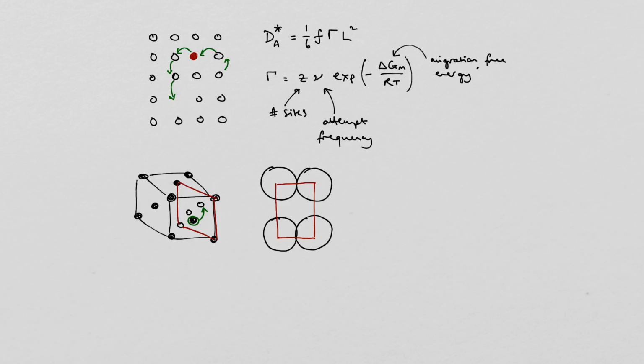You can see that this distance here is a divided by root 2, whereas this distance here is a. And then we ask ourselves, what the jumping atom is trying to do is jump through that hole, through that space. And we can ask ourselves, what is the radius of that?